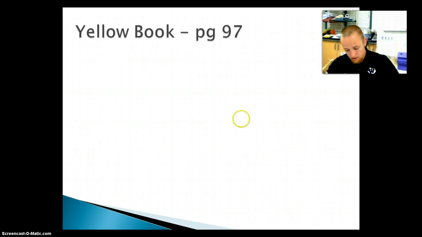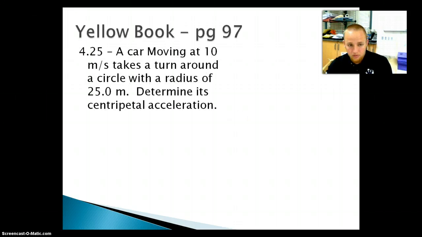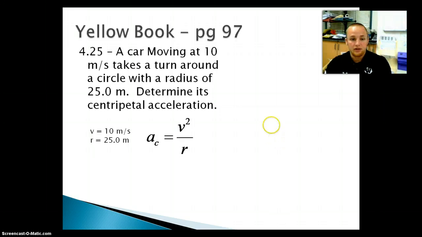So now we're in our yellow book on page 97. We have a car moving at 10 meters per second, and it takes a turn around a curve with a radius of 25.0 meters, and we're going to determine its centripetal acceleration. So we go back to that last slide and we write our givens first. Our tangential velocity is 10 meters per second, and our radius is 25.